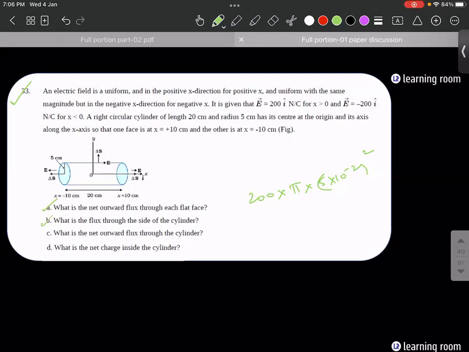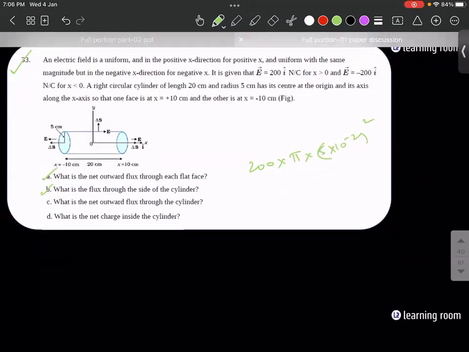What is the flux through the side of the cylinder? So through the side of the cylinder, how will you calculate the flux? What is going to be the answer? Zero. What is the net outward flux through the cylinder? 2 times this value. Because the electric field in each direction is in the opposite direction. So here the flux is positive, here also it is positive, they'll get added. So the answer should be 2 times this value.